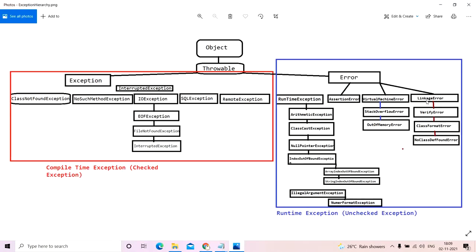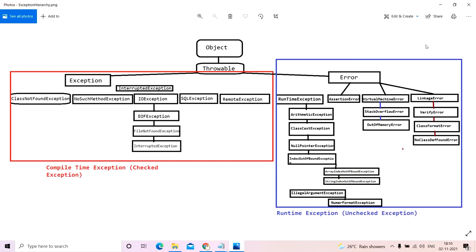Virtual machine error further inherits stack overflow error and out of memory error. Similarly, linkage error also inherits verify error, class format error, and no class definition found error. So all these are classes, and the classes extend the parent classes. These are the important classes which are there.